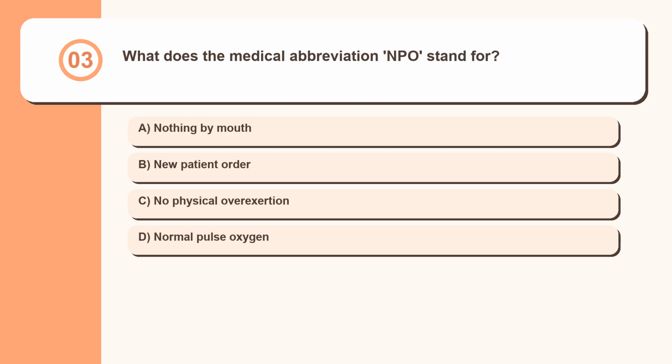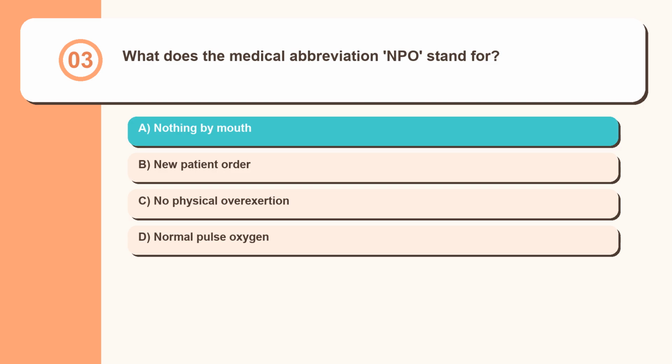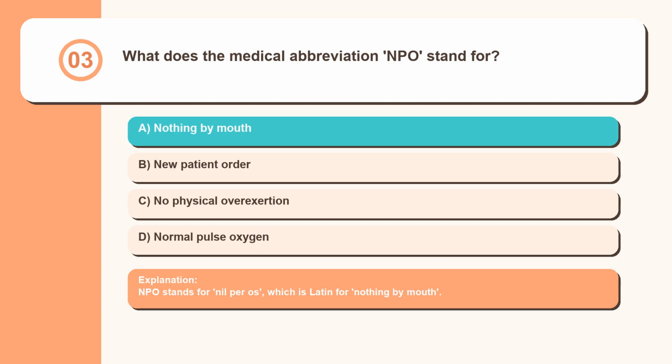Question 3. What does the medical abbreviation NPO stand for? Nothing by mouth, new patient order, no physical overexertion, normal pulse oxygen. NPO stands for nil per os, which is Latin for nothing by mouth.